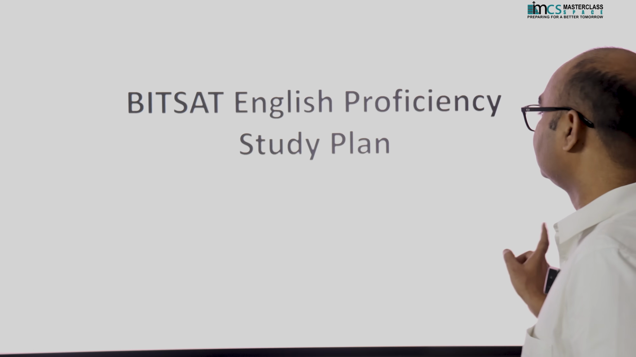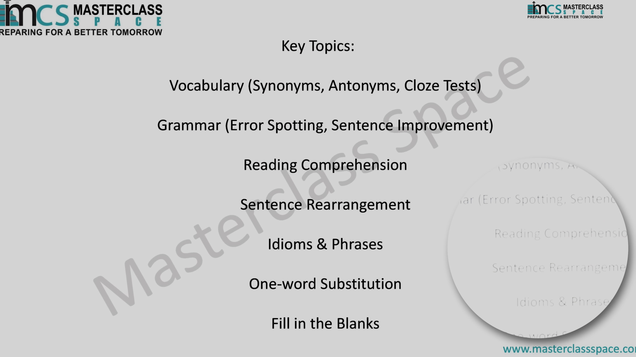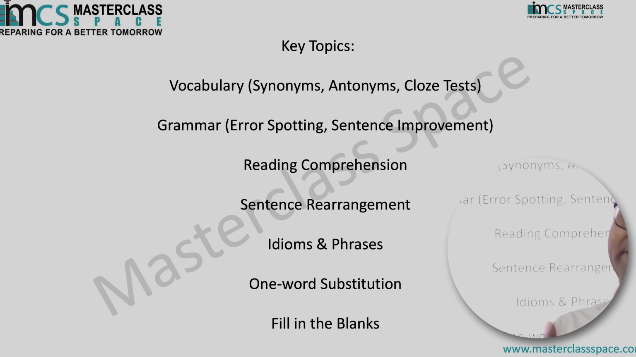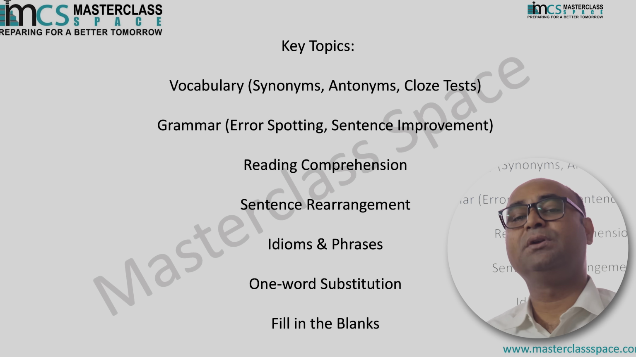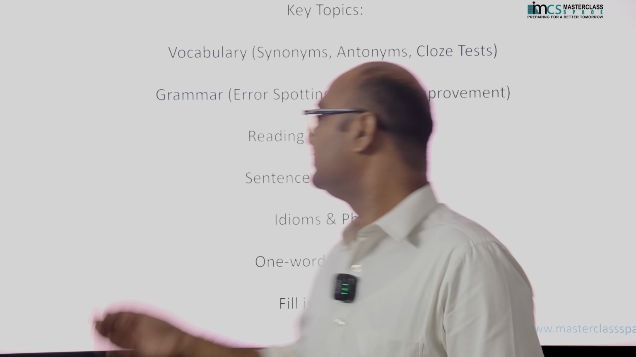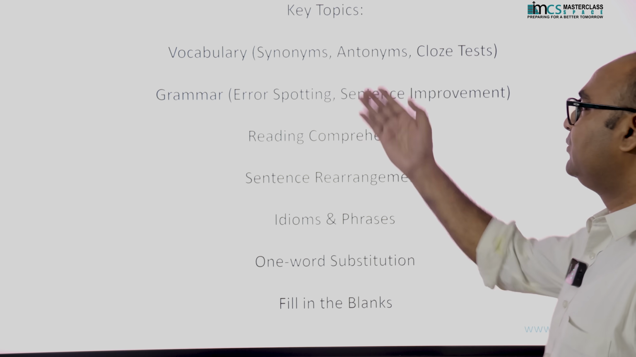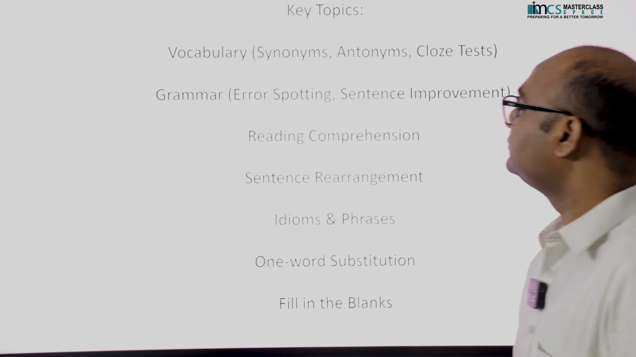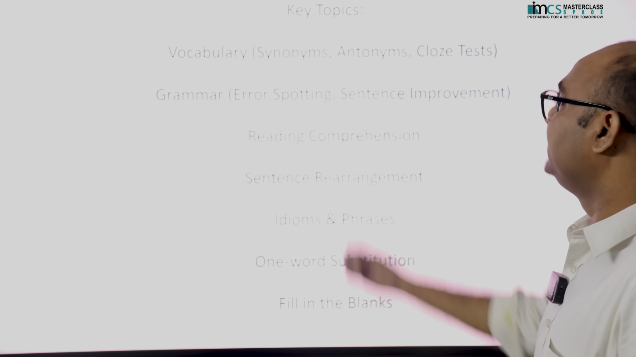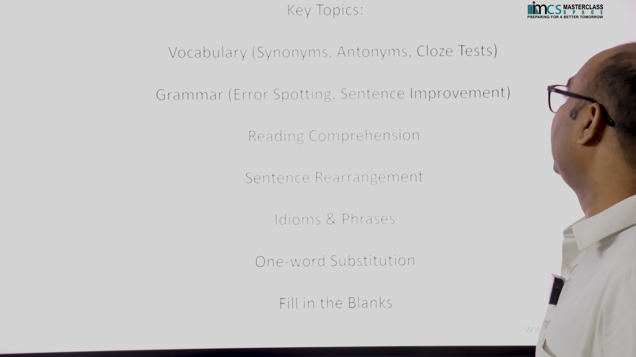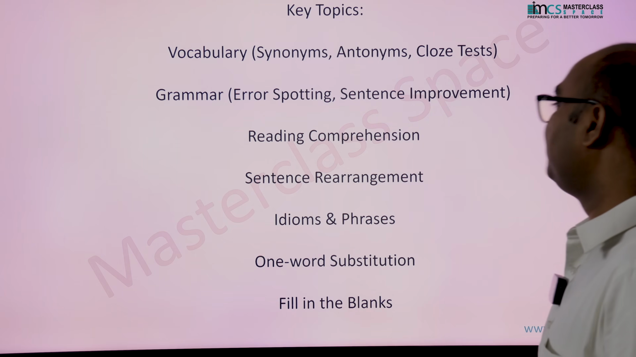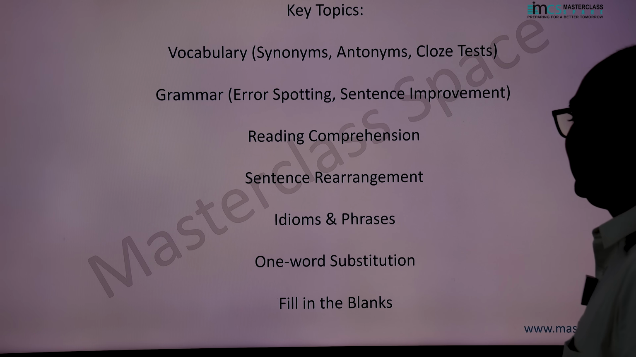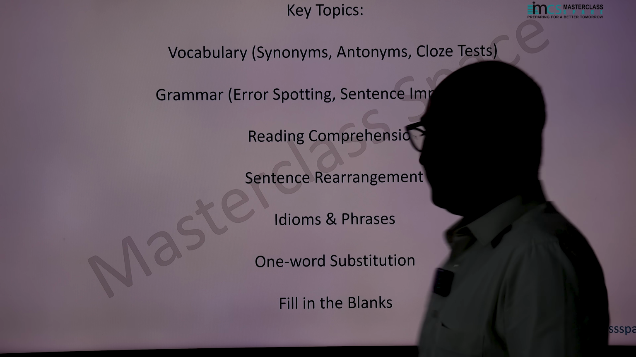So here we are. Now, key topics: grammar, vocabulary and reading comprehension. These are the three areas, but you won't go into subsections. For vocabulary you have to look at synonyms, antonyms and cloze tests. For grammar, error spotting and sentence improvement. And for reading comprehension, sentence arrangement, idioms and phrases, one word substitution and fill in the blanks.